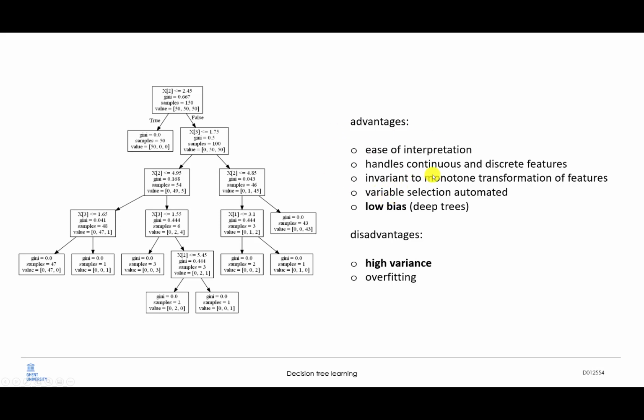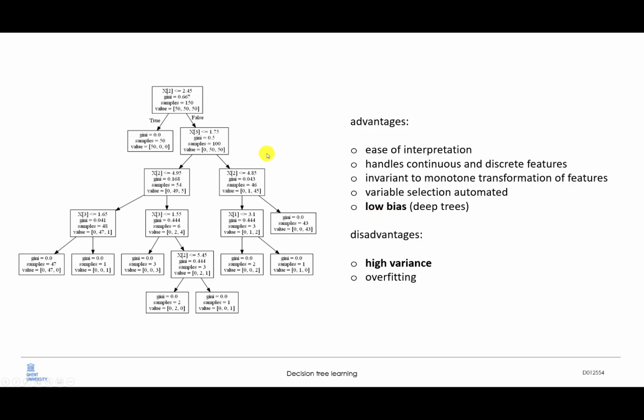There's also some, this is related to the ease of interpretation, there's also some inherent variable selection, so the feature importance is shown here, where important features should end up close to the root node. And also important is that these are known to have low bias.